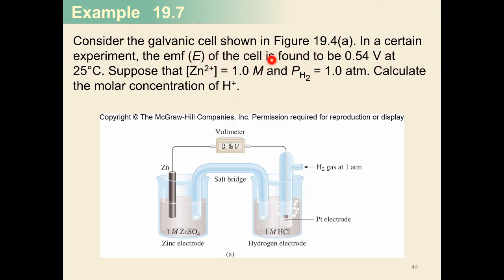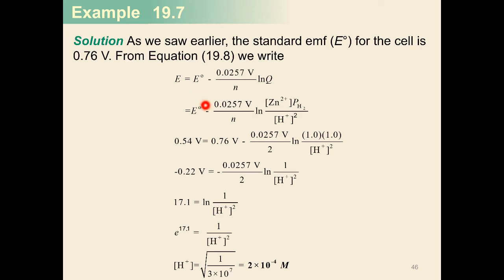Now, the measured cell potential is 0.54. So that means it's not at standard condition. So this electromotive force at non-standard condition is given at 0.54, and this is the electromotive force at standard condition, 0.76. So we substitute here. This is from the constants, 298 Kelvin. n is equal to 2, so you have 2 electrons moving. If you analyze the equation, zinc metal to zinc 2 plus, so 2 electrons moving. Now, here is the value of Q. Q here is expressed as the concentration of the zinc times the pressure of hydrogen gas, over the concentration of the H plus squared.